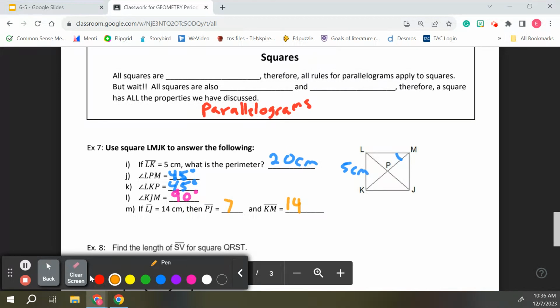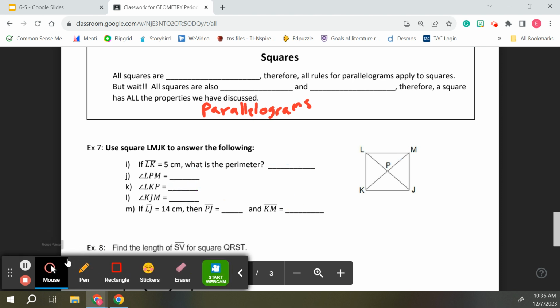Anybody still writing this down? Show of hands if you are. Okay, moving on.